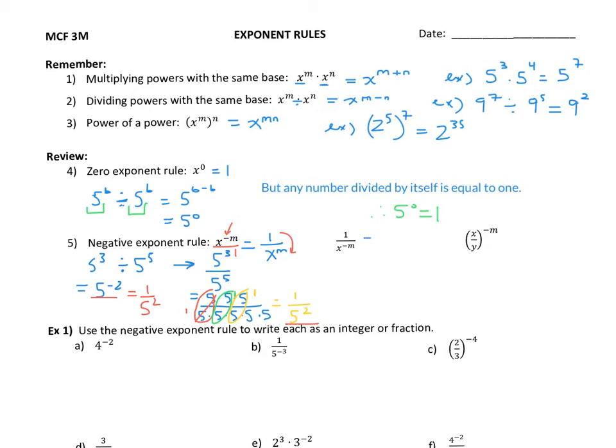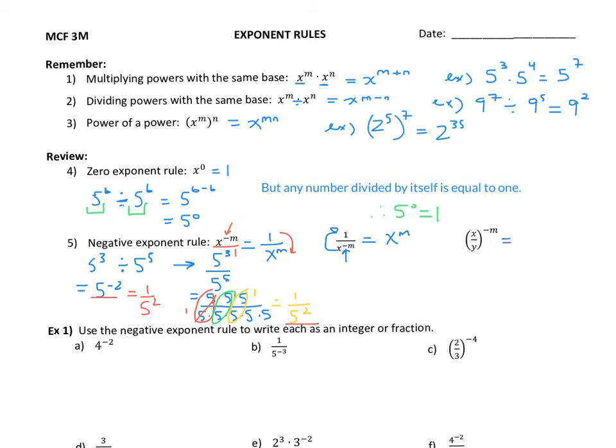Similarly, with this, I have 1 over x to the negative m. X is not happy where it is. It's negative with its exponent. It's going to slide up to the top and just become x now to the positive m. And then that would be over 1, but dividing by 1 is not going to change anything.